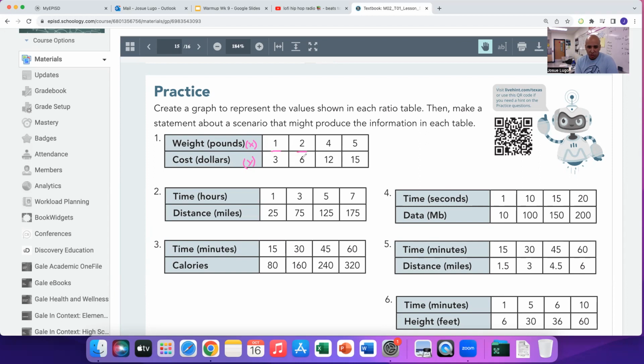X is 2, Y is going to be 6. X is 4, Y is going to be 12. X is 5, Y is going to be 15. And you're going to notice that that graph will make a perfectly straight line. It's going to have these points and they will go through the origin. And it's going to be the same for each of these different tables.